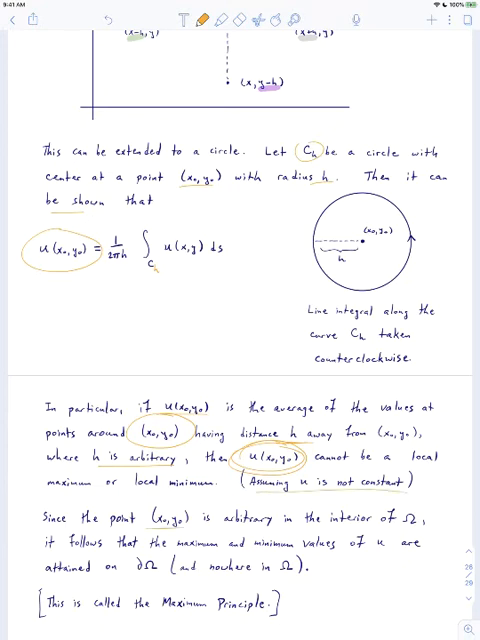Since this point was chosen arbitrarily inside the interior of omega, just inside it, not on the boundary, it follows that the maximum and minimum values must be on the actual boundary and nowhere inside, because if you find any point in the interior of omega, you can always find a circle around that point. So this tells us that the maximum and minimum values are always attained on the boundary, and that is a powerful piece of information, which is called the maximum principle.